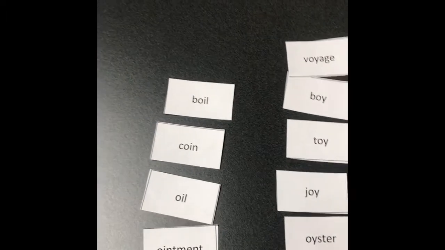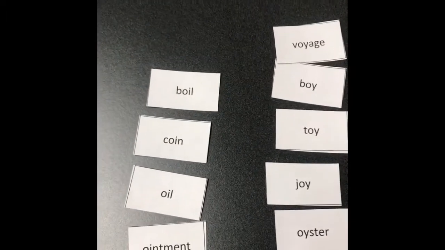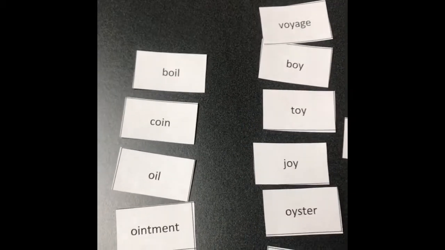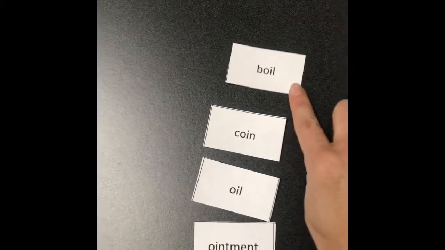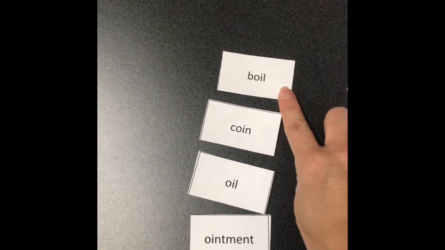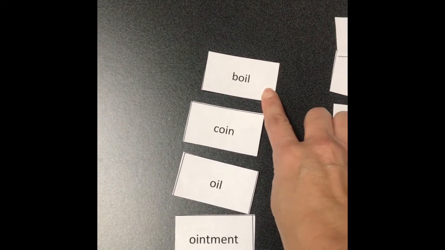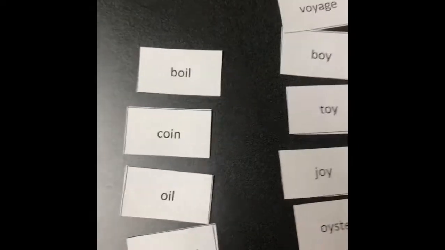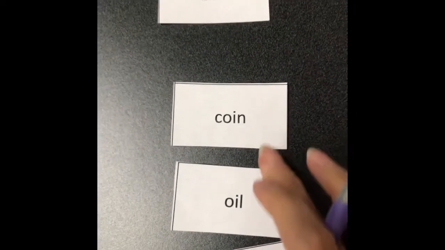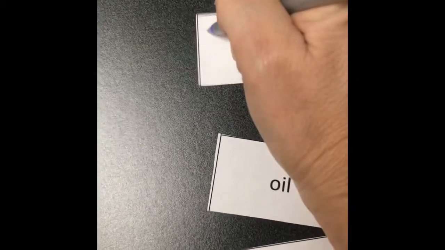So as I've pronounced them and we've sorted them, I now want them to start identifying the length of words. So in this case, boil. I'm going to ask them, is it a 1 syllable or more than 1 syllable word? And I'm going to take my pen. Let me grab my pen. I'm going to take my pen and I want them to be able to identify that. So I'm going to put a 1 because boil is 1 syllable. Coin, 1 syllable. Oil, 1 syllable.